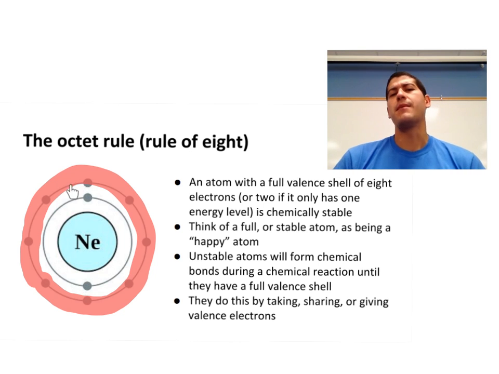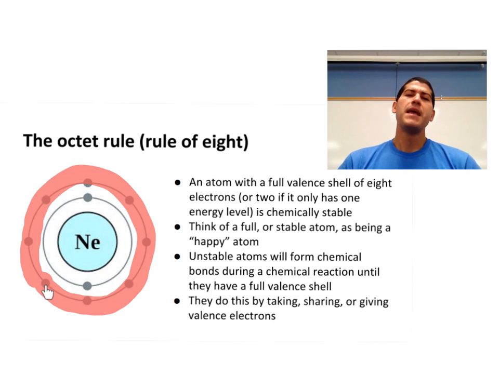Notice that I just wrote the chemical symbol for neon in the nucleus. I didn't bother with the protons and neutrons because we're talking about reactivity, and the only thing that matters with reactivity is valence electrons. Neon is an element that won't react with other elements. It doesn't combine with other atoms because it already has 8 valence electrons.